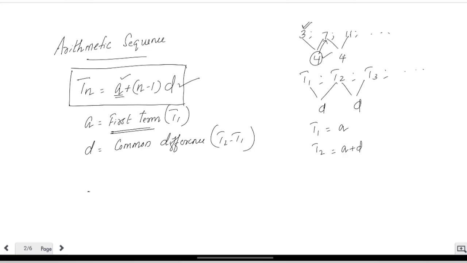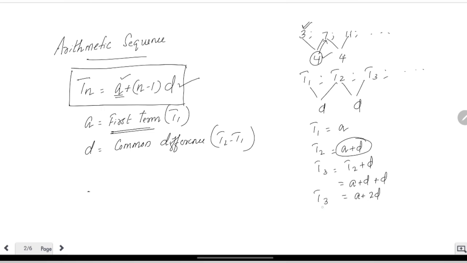Is it clear? What I am showing here is how to derive this formula. Then T3 is the same as T2, just add d. What is T2? We got it already, a plus d. So that is a plus d plus d, which is the same as a plus 2d. T3 is a plus 2d.